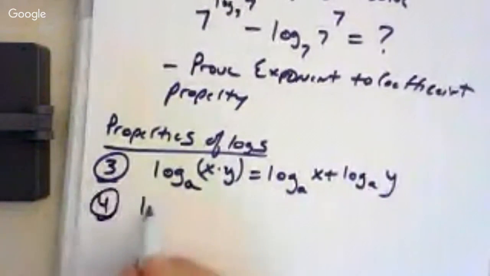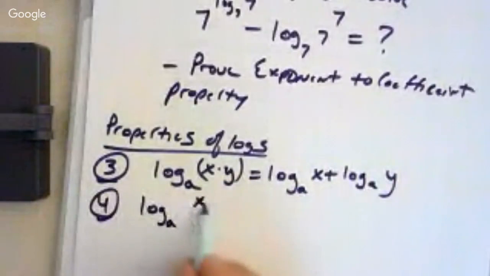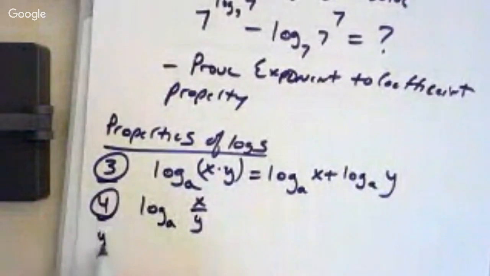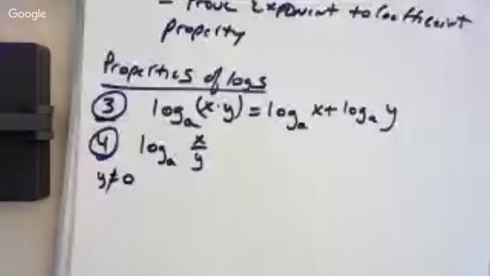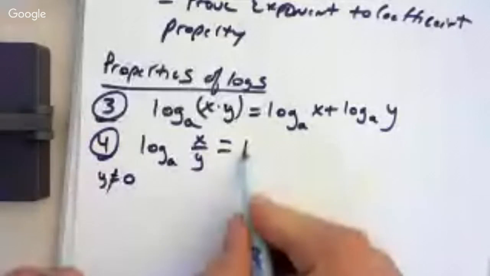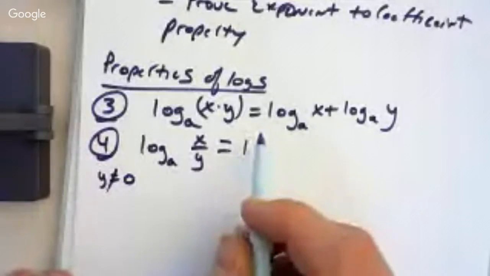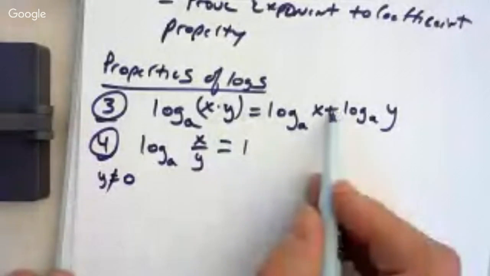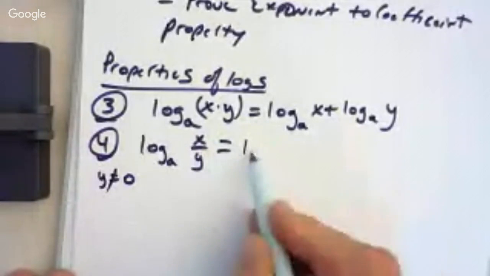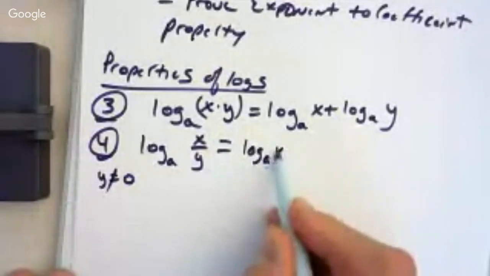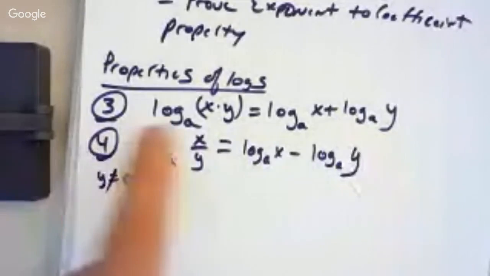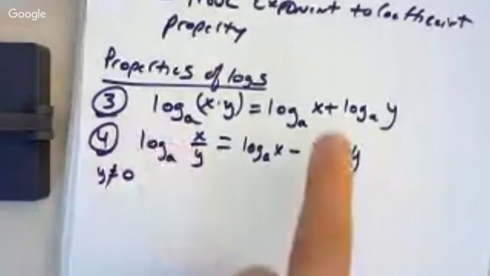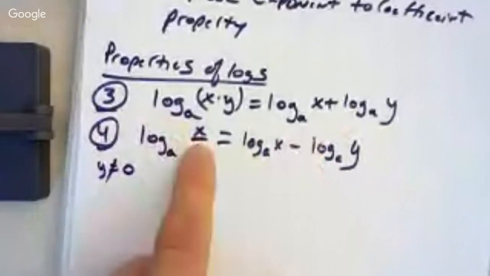Good news, though, you don't have to prove that one. Number 4, log base A of x divided by y, as long as y doesn't equal 0. Of course, if y equals 0, we've got other issues in life, but what do you think? Multiplication, we broke it up by addition. Division, we're going to break it up by subtraction. And again, we can expand it by going from here to here. We can condense it by going from here to here.